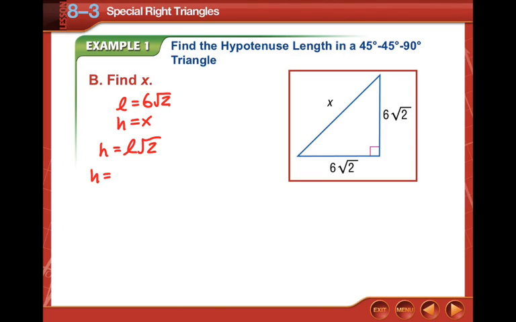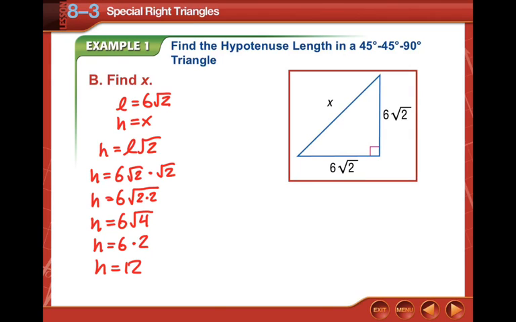So h is equal to 6 square root 2 times square root 2. When you multiply a square root of something that has the same number inside, you can just get rid of the square root. So you're going to multiply the things together that are in the square root, basically. So 6 square root of 2 times 2 is what we're having here. So h is equal to 6 times the square root of 4. And the square root of 4 is 2, so this is just equal to 6 times 2. So h is 12.